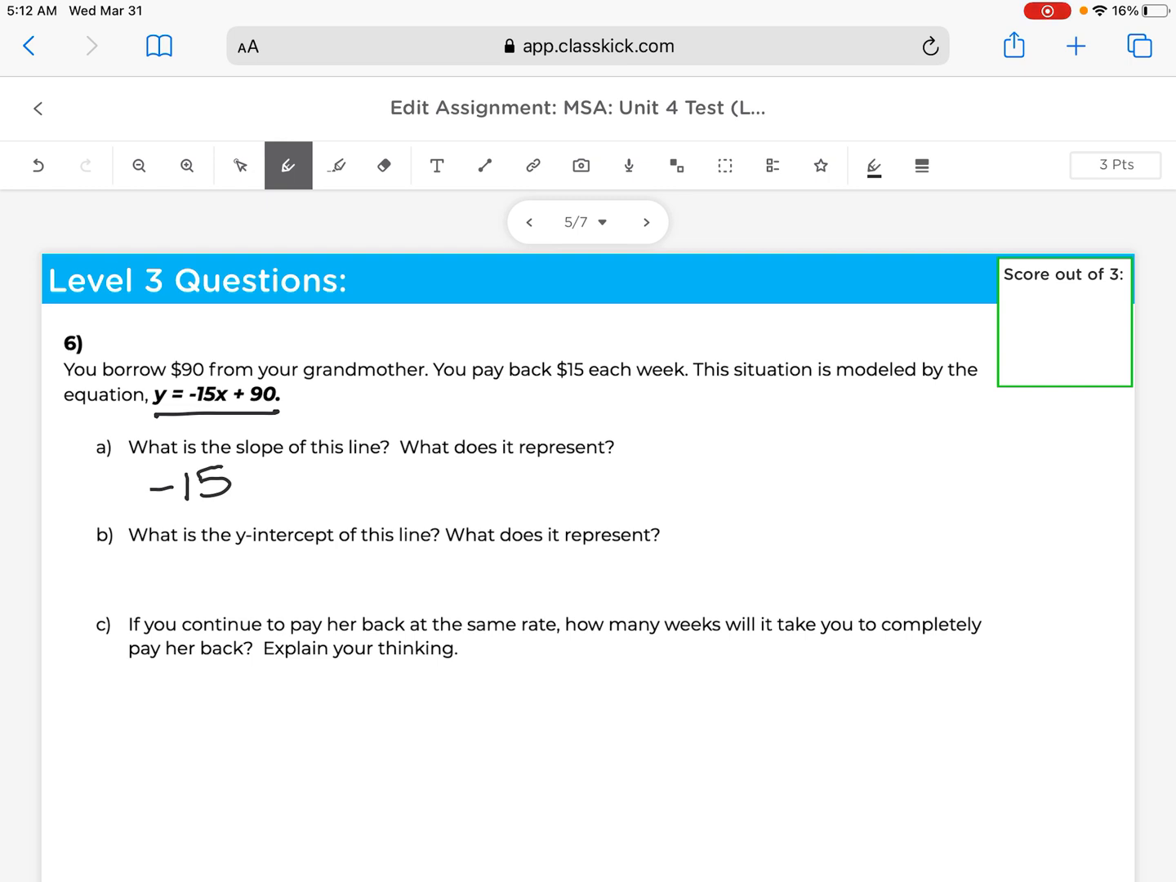If you have questions on whether or not yours makes sense, let me know. But there's a couple different options. Same thing with the y-intercept for, now I can't write. What is going on?